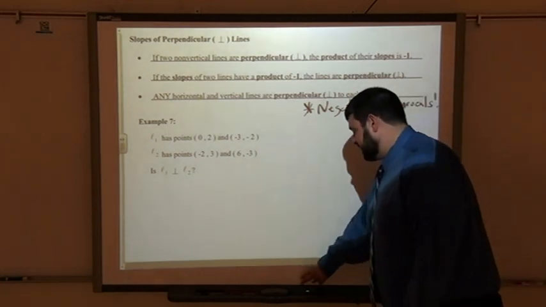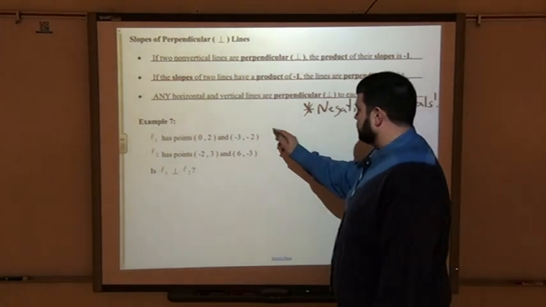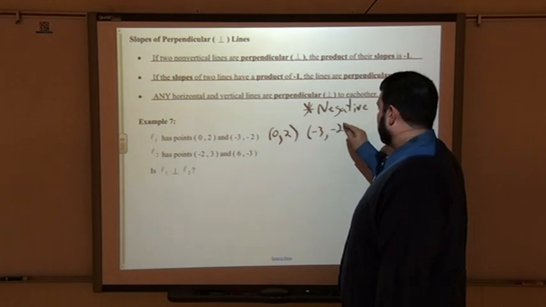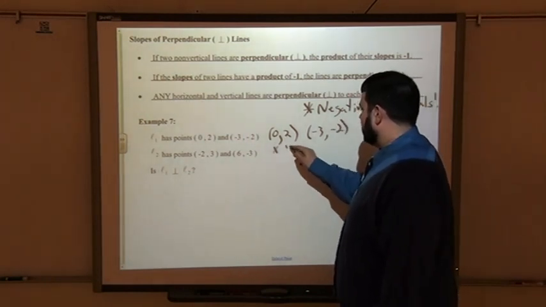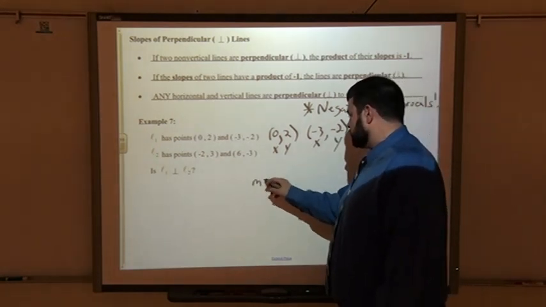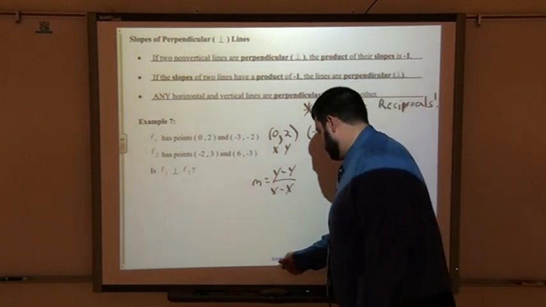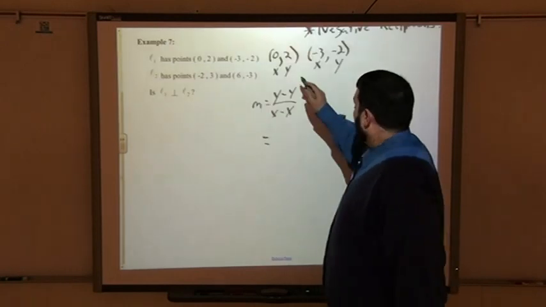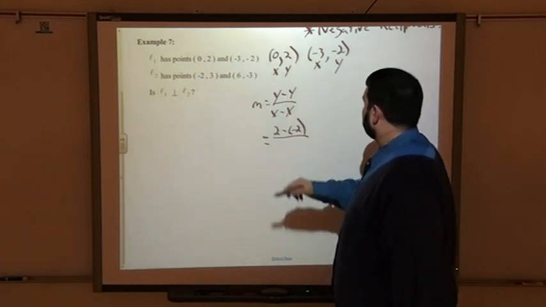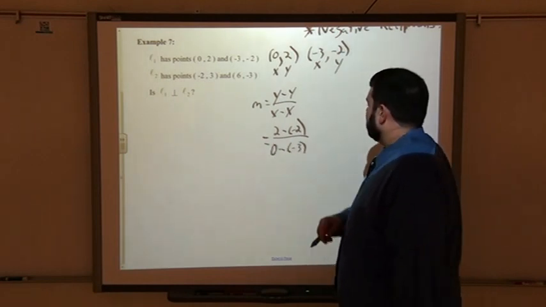This is almost exactly the same as the very first problem that we did for the slopes of parallel lines. So the first thing I need to do is calculate my slope. 0, 2, -3, -2. So label my points. I have an x and a y, I have an x and a y. Okay? Slope formula is y minus y over x minus x. So y minus y, so 2 minus a -2, over x minus x, 0 minus a -3.